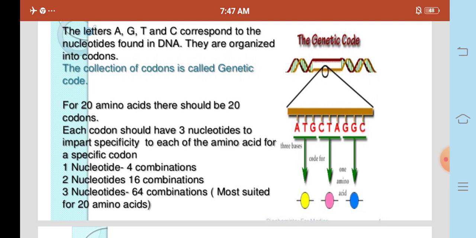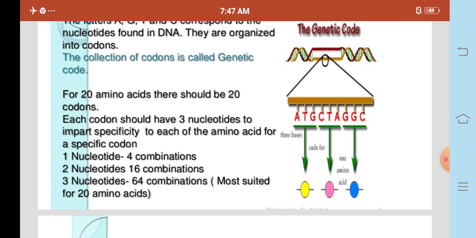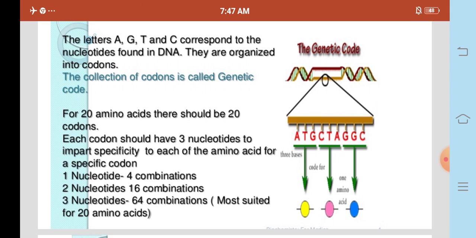1 nucleotide gives 4 combinations, 2 nucleotides give 16 combinations, 3 nucleotides give 64 combinations, which is most suited for 20 amino acids. This is the genetic code. Three bases code for 1 amino acid.